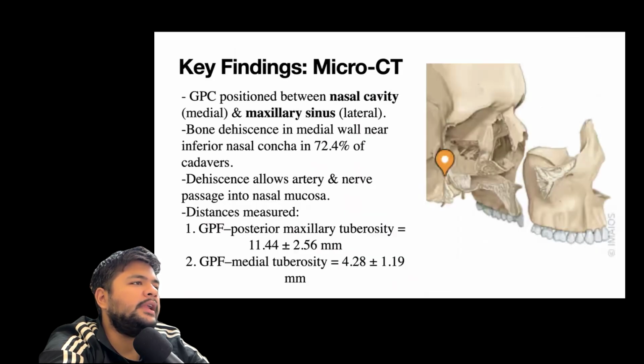Coming to the key findings in the micro-CT, the greater palatine canal is positioned between the nasal cavity medially and the maxillary sinus laterally. Bone dehiscence in the medial wall near the inferior nasal concha was present in 72.4% of the cadavers. Dehiscence allows artery and nerve passage into the nasal mucosa. The distance from the greater palatine foramen to the posterior maxillary tuberosity is approximately 11.44 mm. The greater palatine foramen to the medial tuberosity is approximately 4.28 mm.